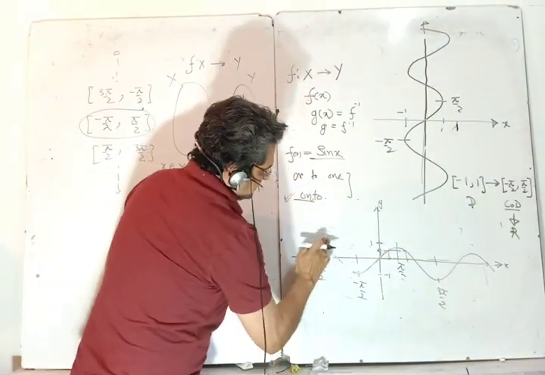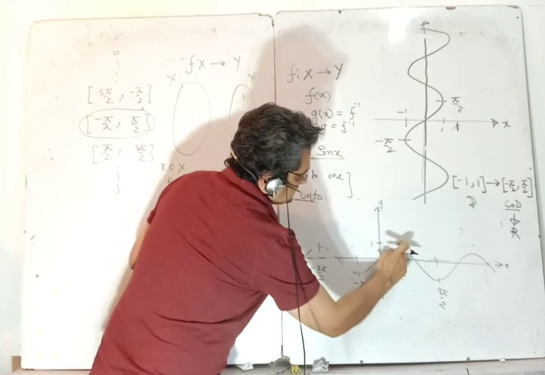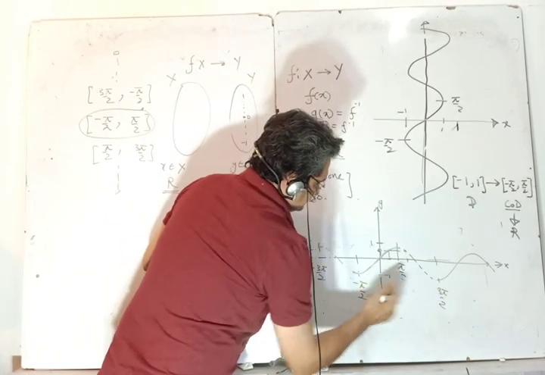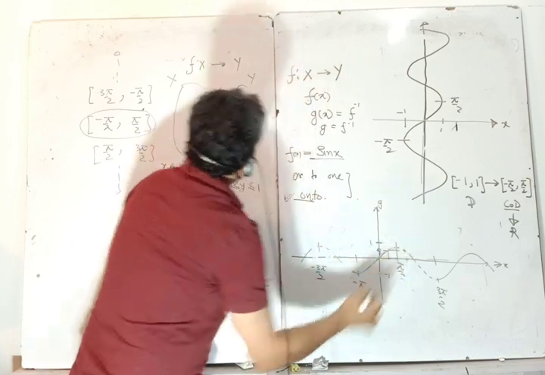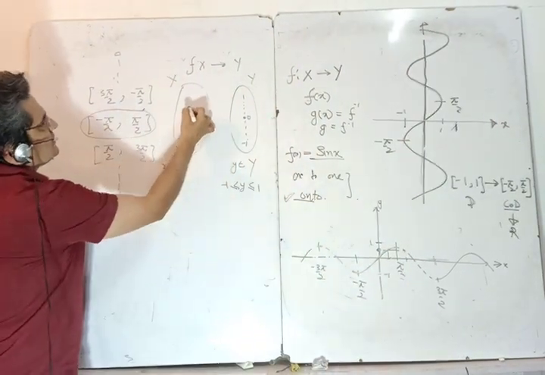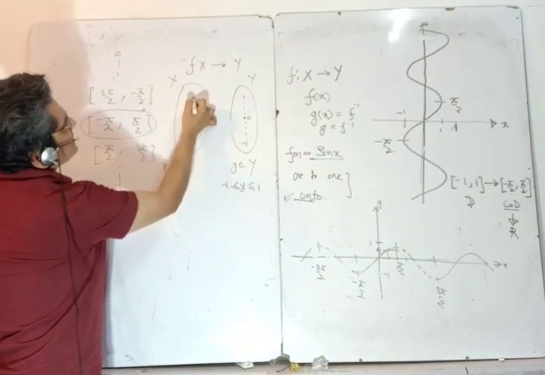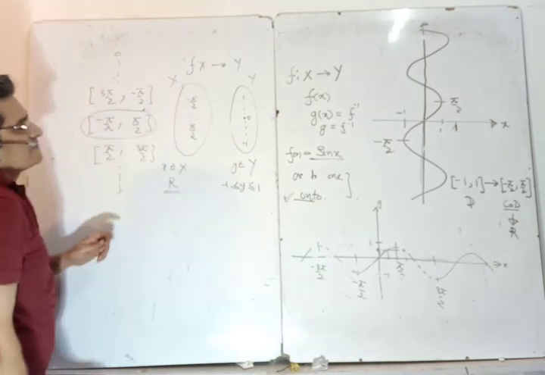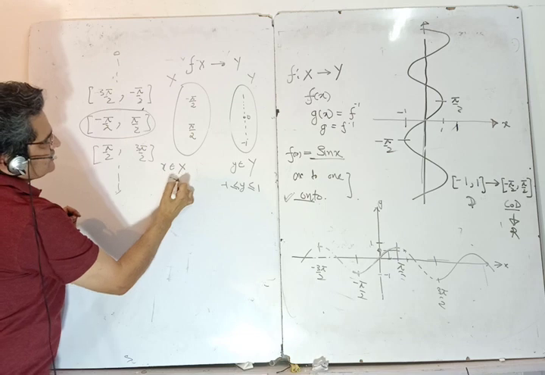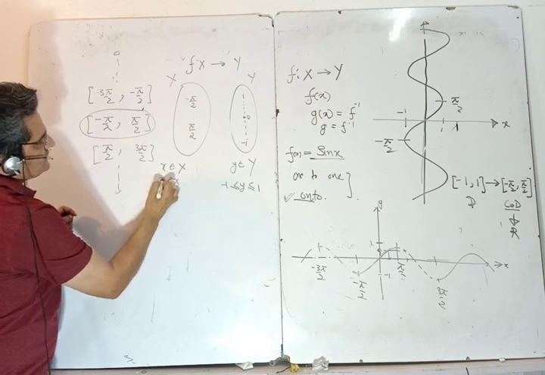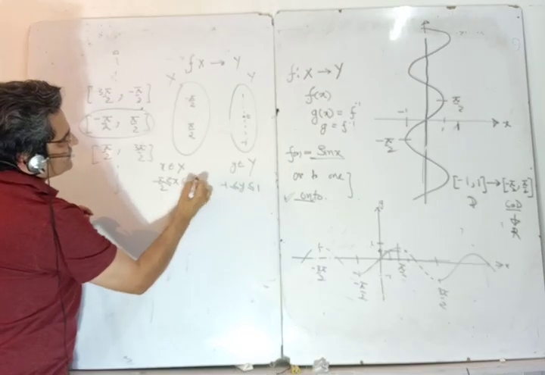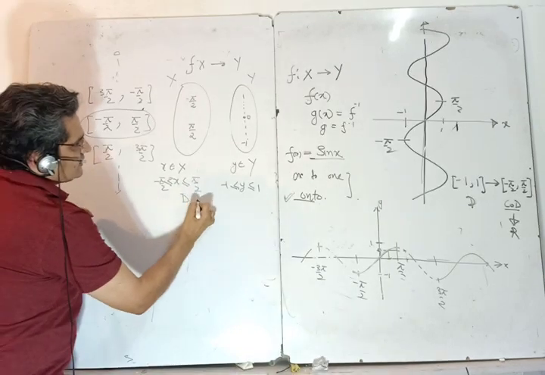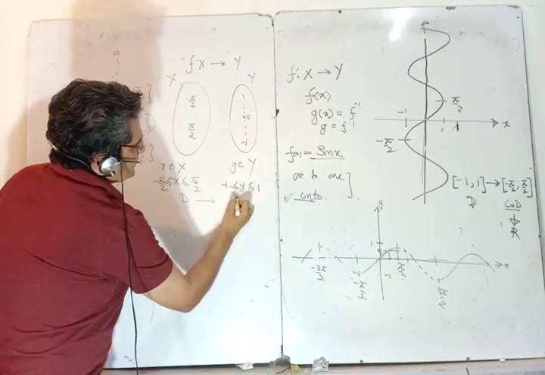So let me do by dotted lines. Let the remaining part be by dotted lines. So now this is my domain. My domain is what? X is from minus pi by 2 to pi by 2. So x is now greater than or equal to minus pi by 2 and less than or equal to pi by 2. This is the domain and this is the range.